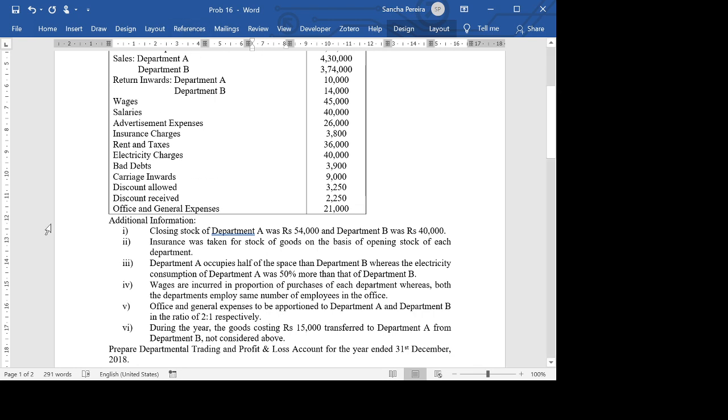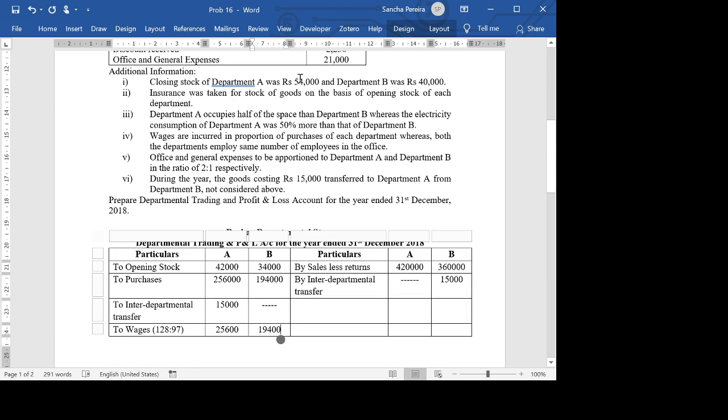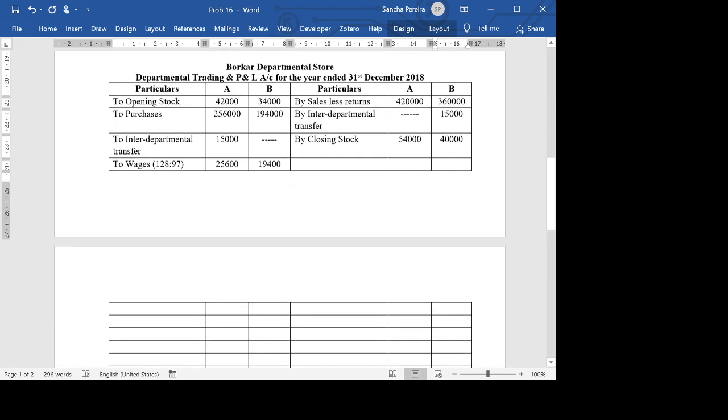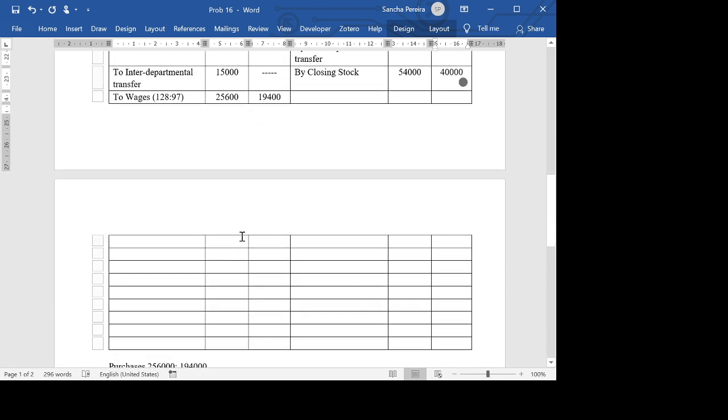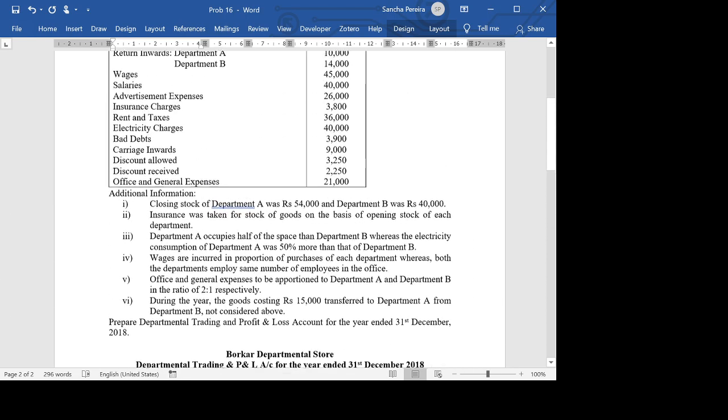Then we have salaries, but before salaries, to finish up the trading account, we will also have closing stock. By closing stock, A is 54,000 and B is 40,000. Then I will leave a line. Maybe there could be a gross profit or gross loss, and then I'll start with the items of the profit and loss account.